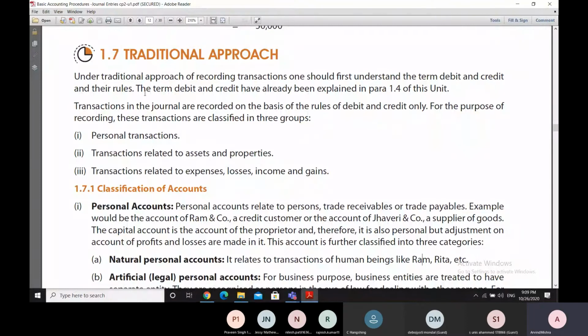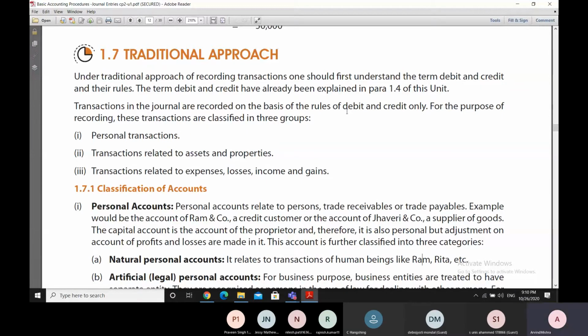Now, under this traditional approach of recording transactions, we have to first understand the terms debit and credit, and their rules. We have already explained earlier that debit means left hand side and credit means right hand side. Now in the journal, the transactions are recorded on the basis of the rules of the debit and credit only. We have to apply those rules and record the transactions.